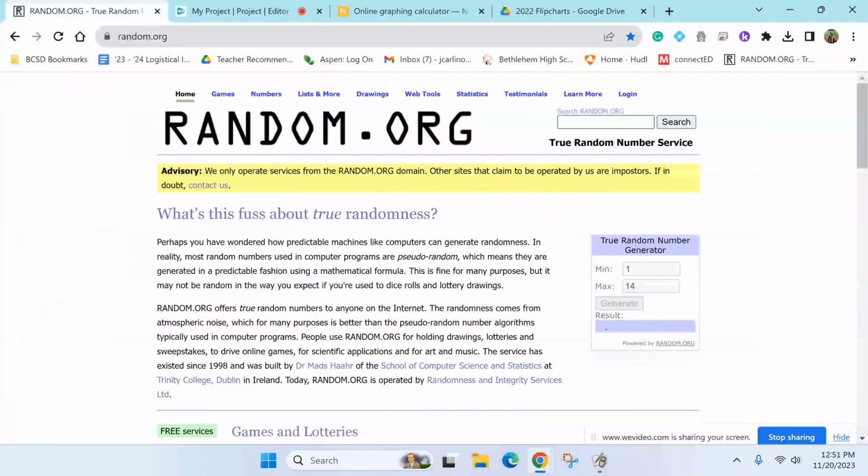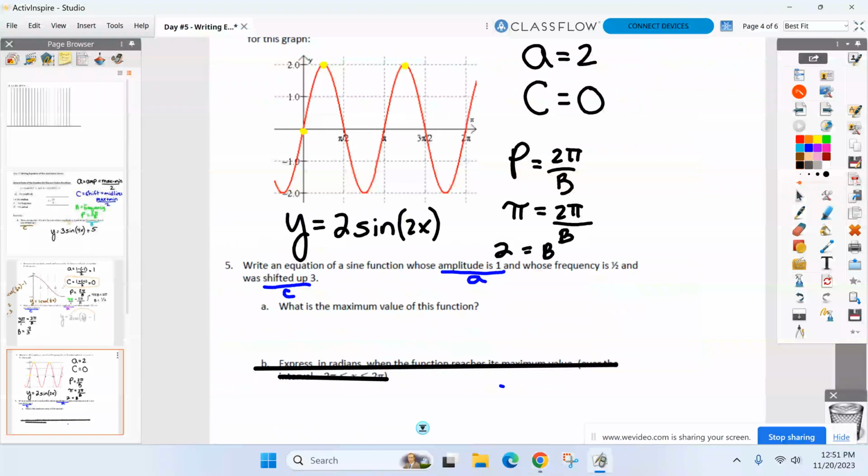Describe to me how you're going to find B now. Stella, back to you. How do I find B? Use what formula? P equals 2 pi over B. Yep. And what do you plug in for P in this problem? 1/2. You got it. Hold on. Oh wait, no. Whoa, this is on me. I didn't even need to do this. What do I already have? B.